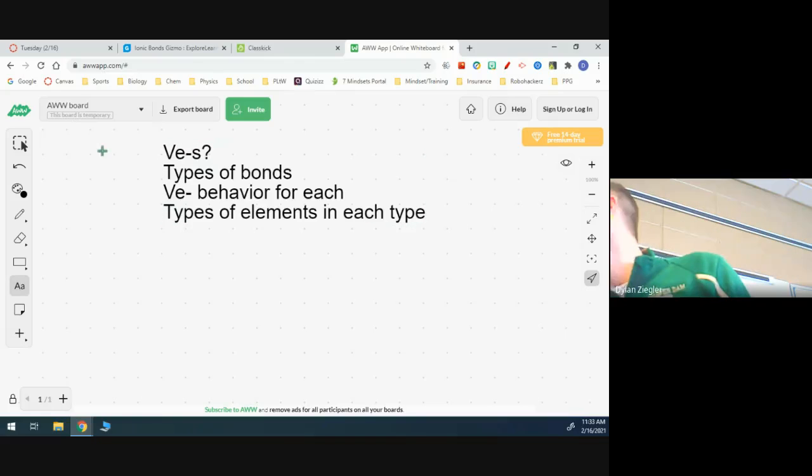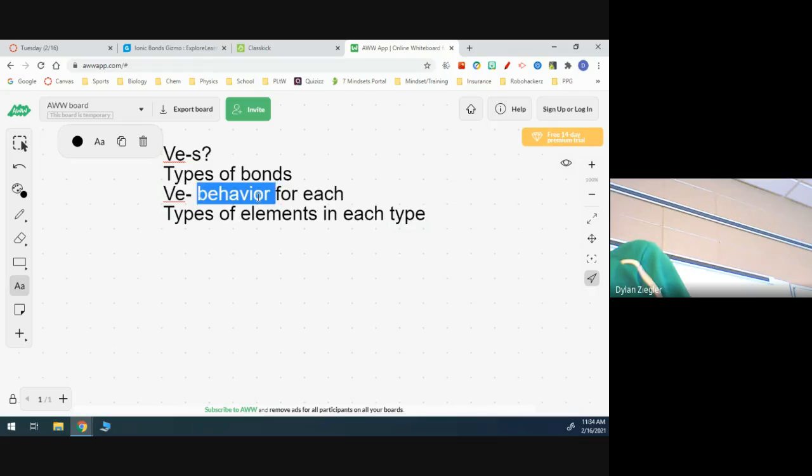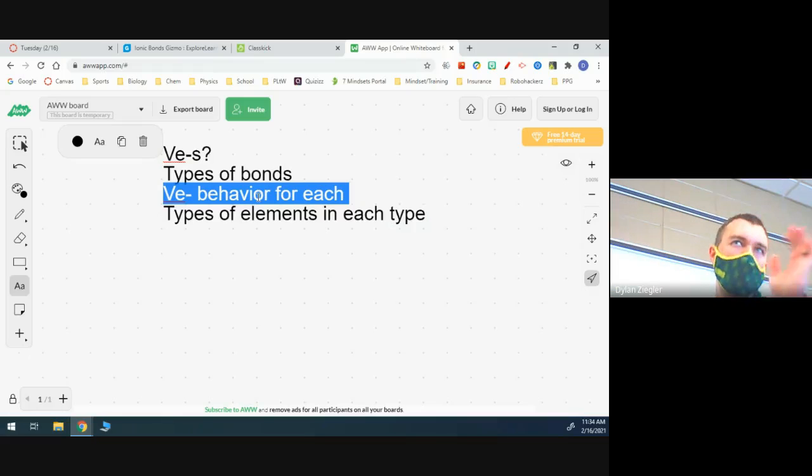All right, good. Types of bonds. There are 3 types of bonds. Let me call on this group over here. What are the 3 types of bonds? We did 4 in the project, but we kind of condensed them in our notes. So if you can give me the 4, I'll take that. Perfect. All right, we have covalent bonds, we have ionic bonds, and we have metallic bonds. All right. Now, what's the valence electron behavior for each type of bond? So now when I call on your table, you can choose which type of bond you want, and then just tell me what the valence electrons do to form that type of bond.